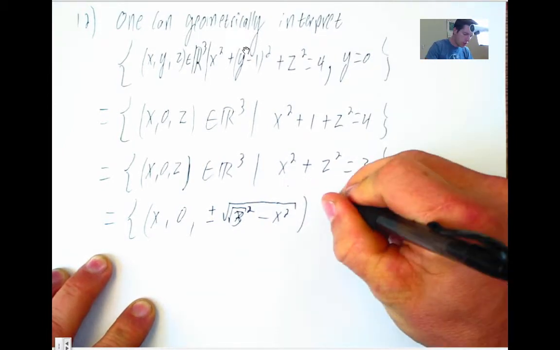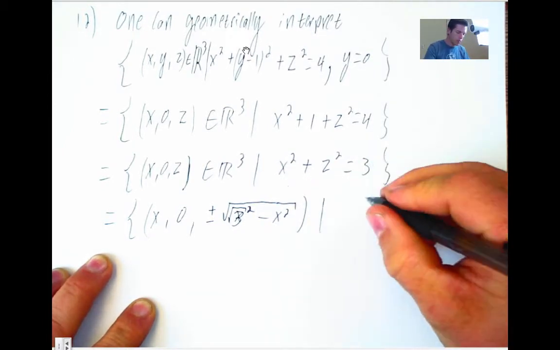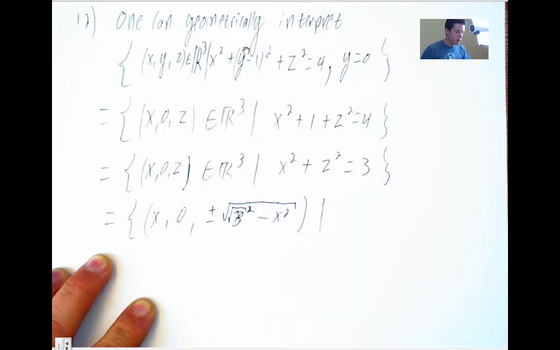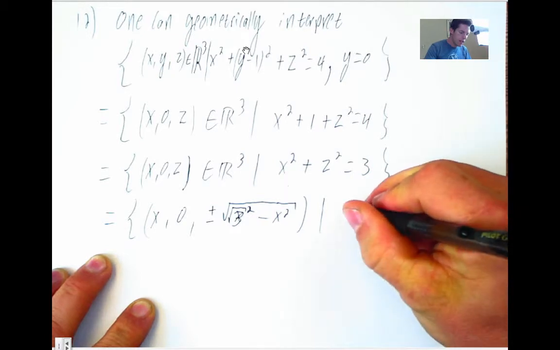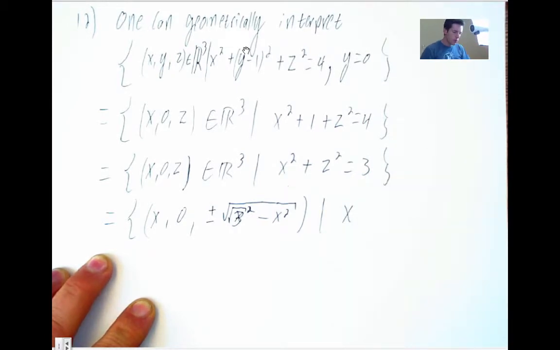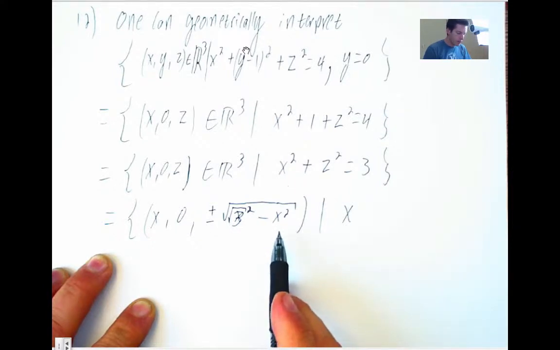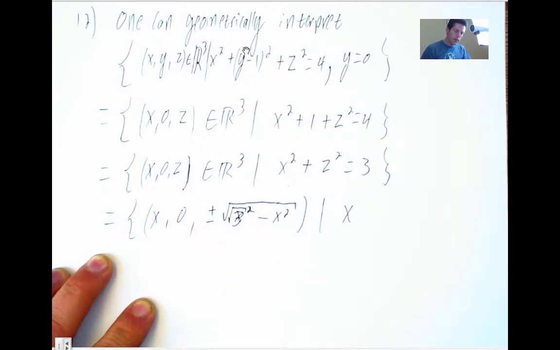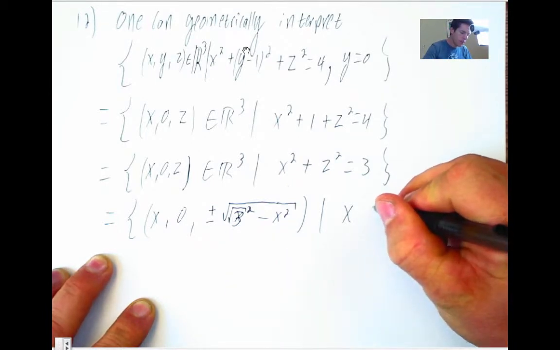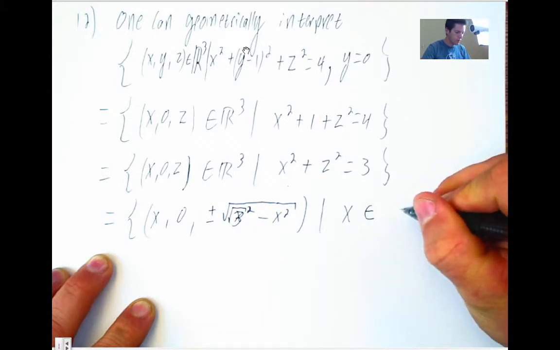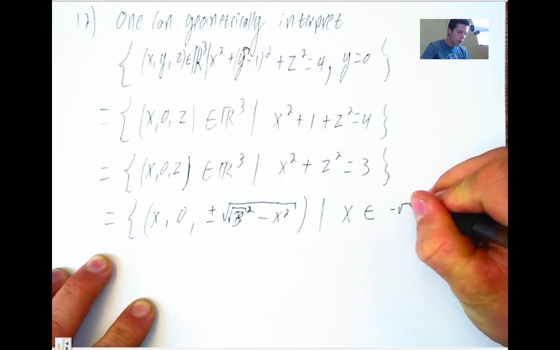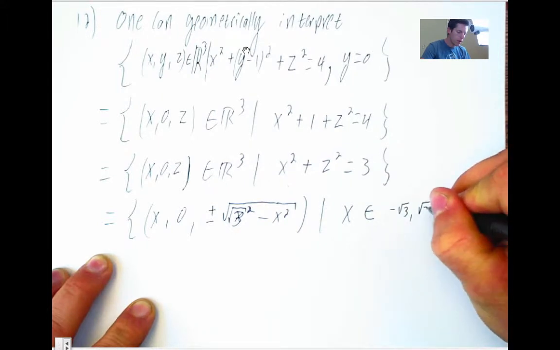Such that x is, well, any old real number, right? Except x can't be too large, can it? Here I cannot take x to be, say, 4, because I'd have 3 minus 4 under the square root. So I think I need for x to be in the interval negative square root of 3 to square root of 3.